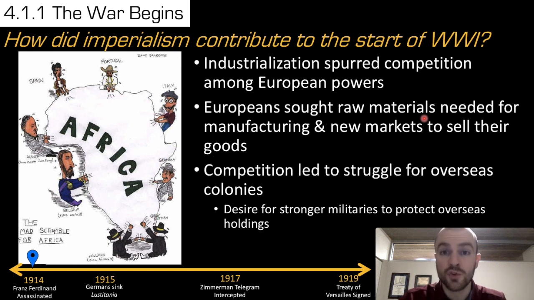But in order to manufacture products, you need to have raw materials to build products. And so, to give you some examples of raw materials, you're talking lumber, oil, coal, rubber. These are all basic natural resources, but they're used to create more complex things. So Europeans were seeking those raw materials in order to fuel their factories and manufacture more complex goods.